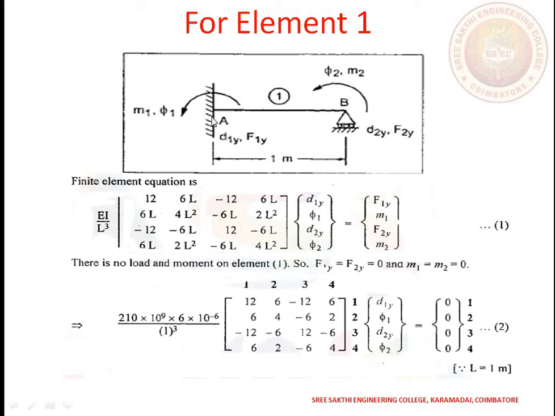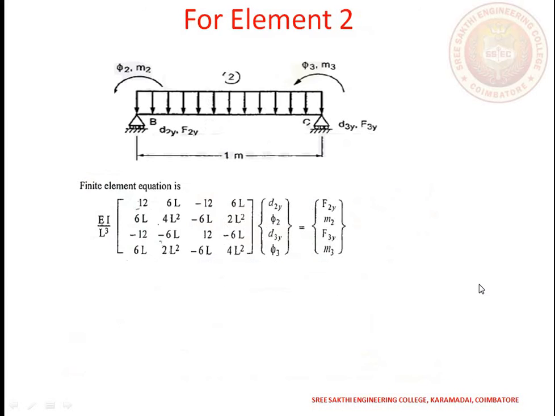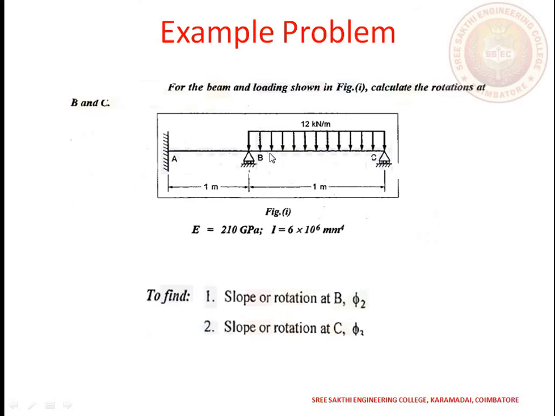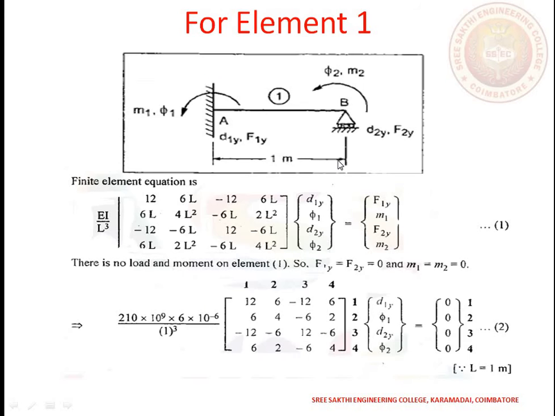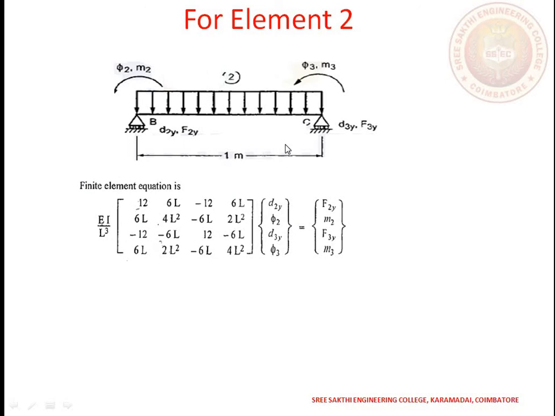So here 1, 2, 3 and 4. This is node 1, 2, 3 and 4. That is why 1 2 3 4, 1 2 3 4, because there are 4 degrees of freedom. Then for element 2, this is the second element, so that is B and C. Similarly it can be derived. So this is the FEA equation, you can apply it.